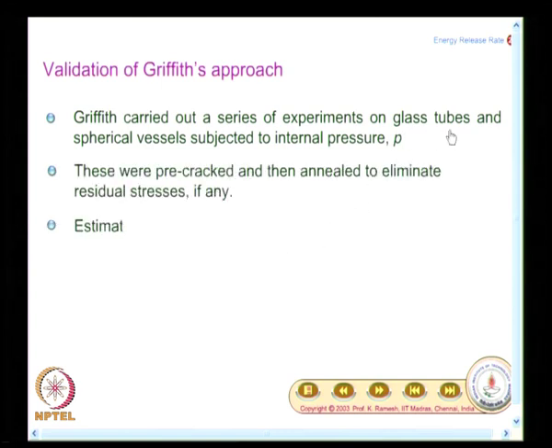The glass tubes and spheres were pre-cracked and then annealed to eliminate residual stresses if any. So, he had taken sufficient precautions in performing the experiment, and he increased the stresses and estimated the value of sigma root A, which was found to be in the range of 0.25 to 0.28 MPa root meter. Have a look at this value. With this, he has been able to get the left hand side expression sigma root A.